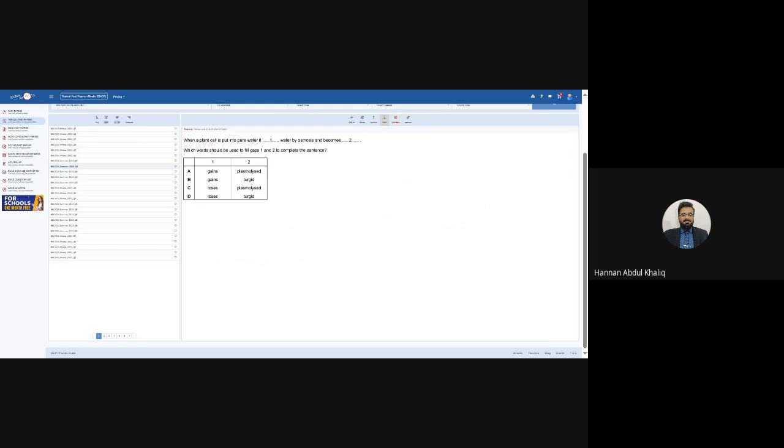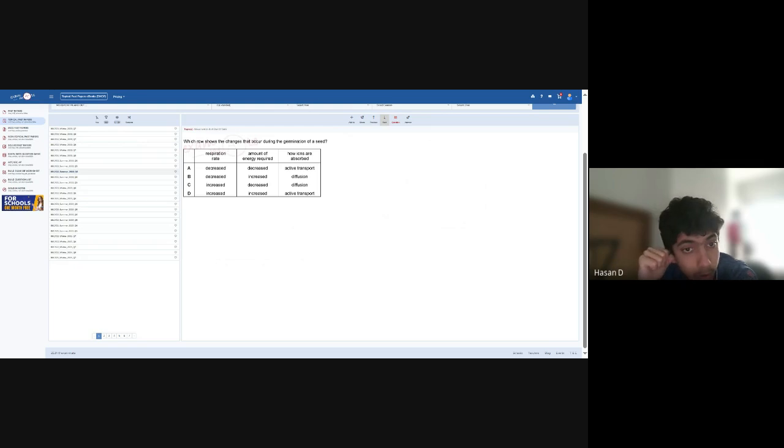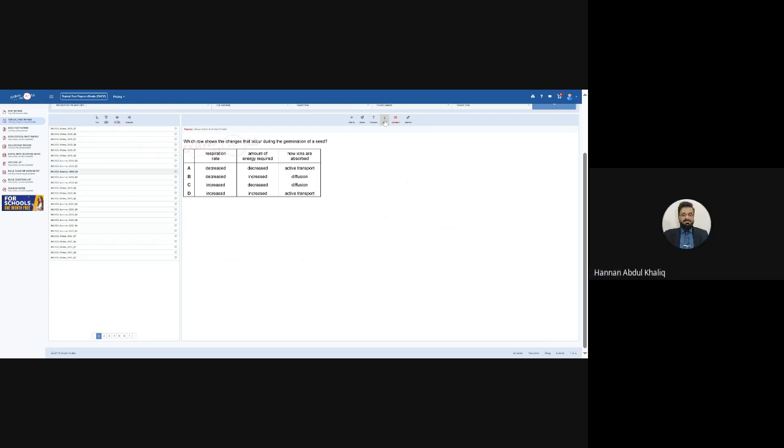Let's do this one. So when the plant cell is put into pure water, the plant cell gains water and becomes turgid. That's good. So B.